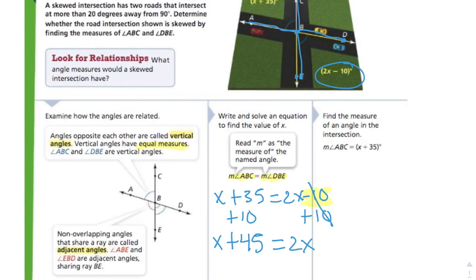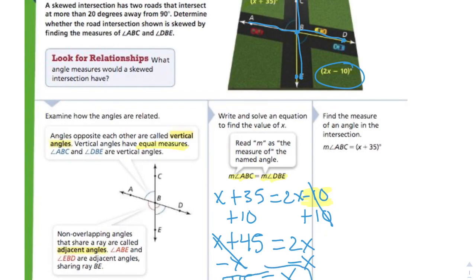Now my last step, usually we were trying to get x by itself. Usually we would subtract 45. But that wouldn't really help us in this case because we're trying to get the x's together so that we can isolate them. So in this case, I'm going to subtract x from both sides, because I want my x's on one side so that I can isolate them. So the x's over here cancel out, so I'm left with 45 is equal to 2x minus x, which is just x. So my value of x here is 45.